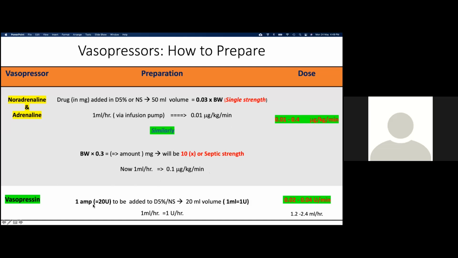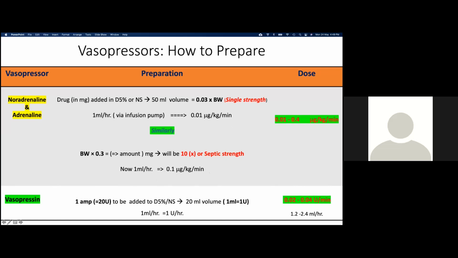Now vasopressin, each ampule, as we know, contains 20 units. We add it to dextrose 5% or normal saline and make it 20 ml volume. Instead of making 50 ml here, we just use 20 ml so that the concentration is very easy: 1 ml contains 1 unit.